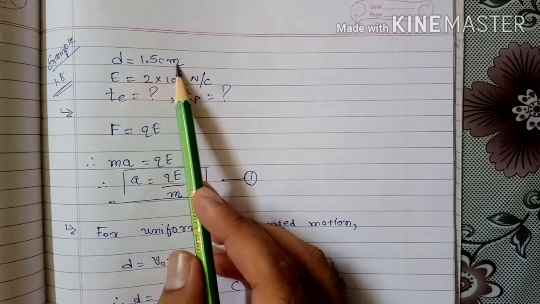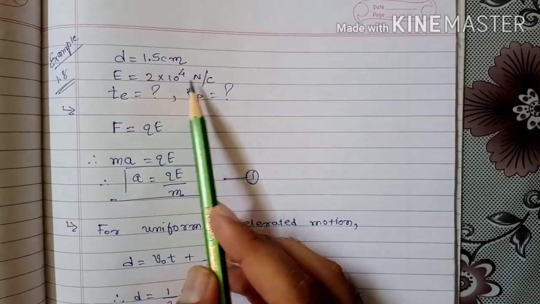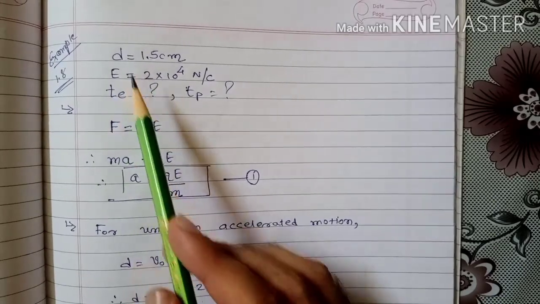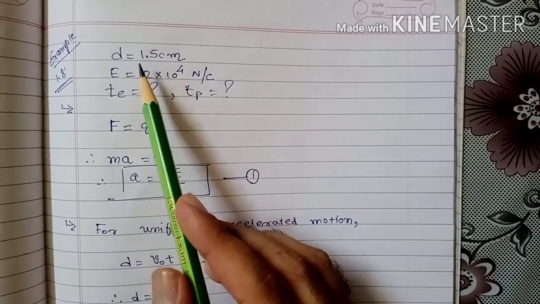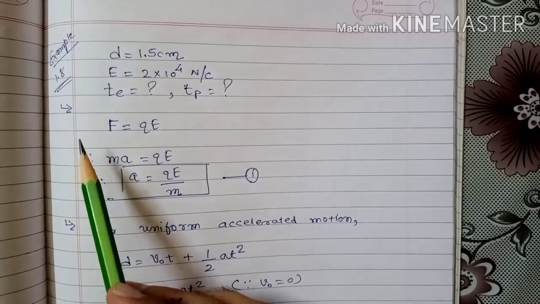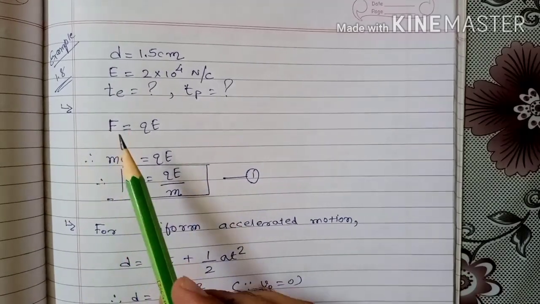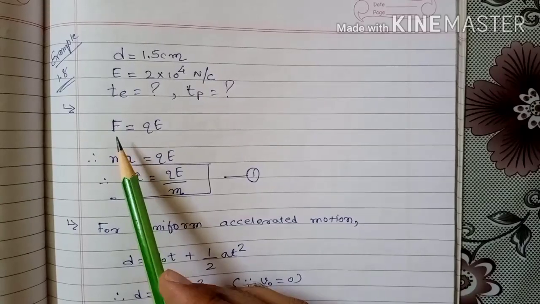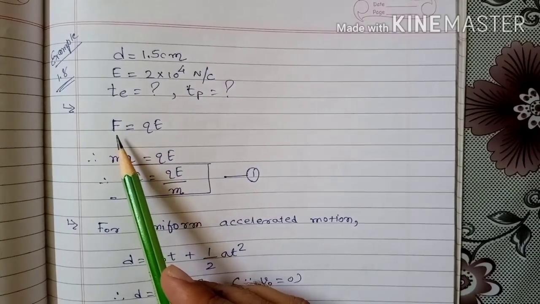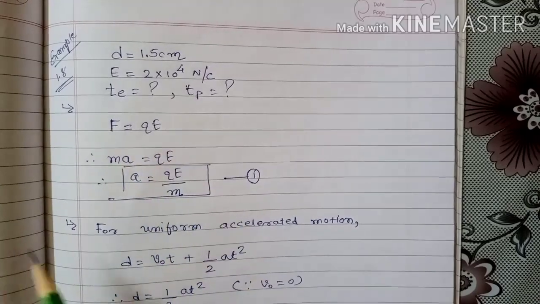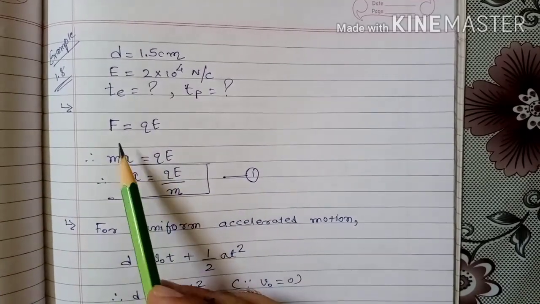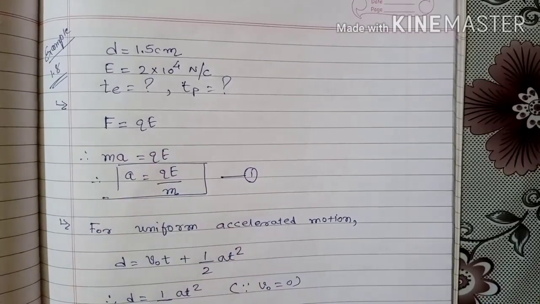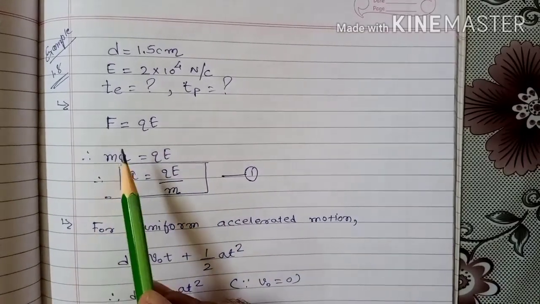Distance d is equal to 1.5 centimeter, electric field 2 into 10 raised to 4 Newton per coulomb. Time taken by electron to travel this distance and time taken by proton to travel this distance we have to find. Here both the particles are kept in electric field, so which type of force will act? Electric force. And we know the formula of electric force, F is equal to QE. In terms of electric field, formula of force F is equal to QE, because E is equal to F by Q, therefore F is equal to QE.